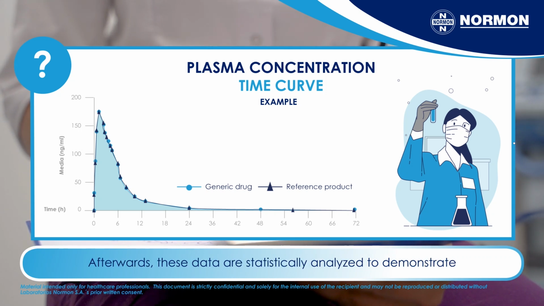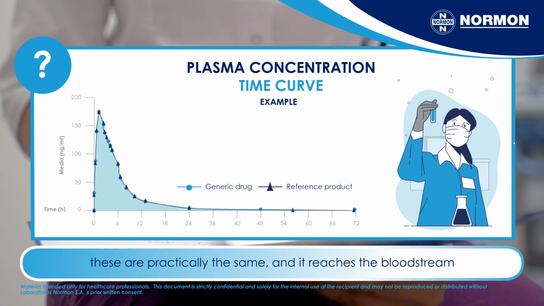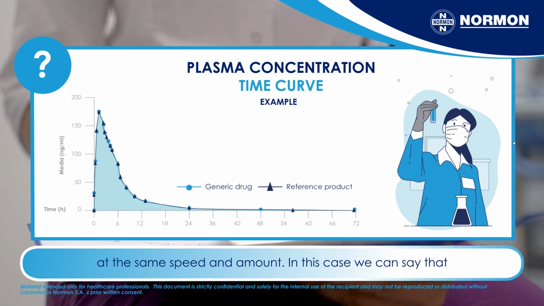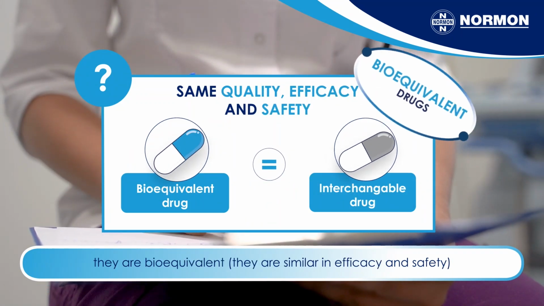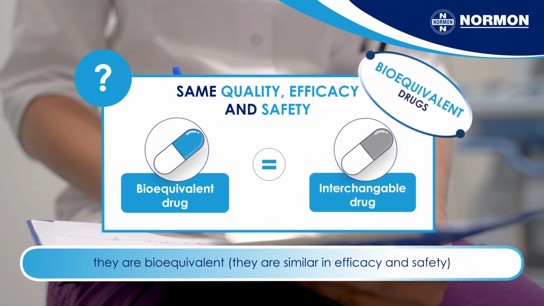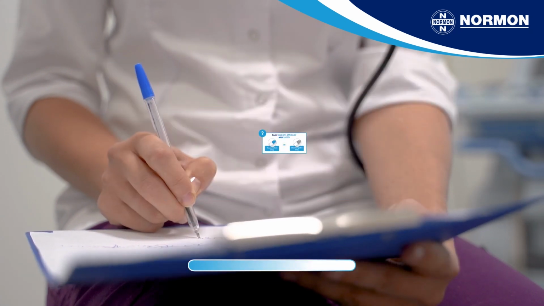Afterwards, these data are statistically analyzed to demonstrate that they are similar enough. As we can see from the graph, these are practically the same, and the drug reaches the bloodstream at the same speed and amount. In this case, we can say that they are bioequivalent. They are similar in efficacy and safety, and therefore interchangeable.